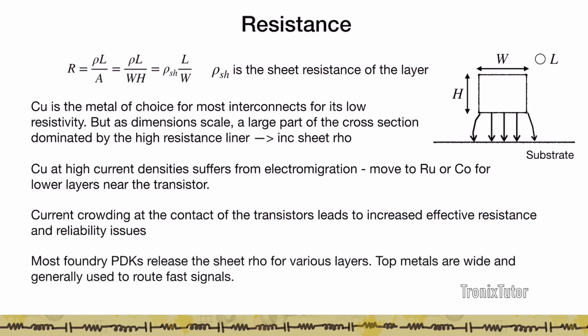Now again, most PDKs will release a sheet rho for various layers. So once you know sheet rho, we normally model the resistance as rho_sh times L by W, and it's modeled as some resistance per unit length of the wire. Again, because the resistance of the wires keeps reducing as you go to higher and higher metals, we normally use the top level metals when we want to route fast signals.